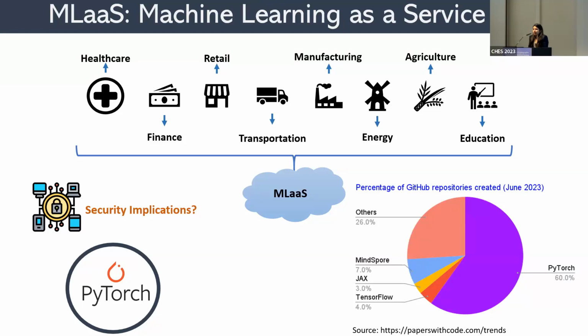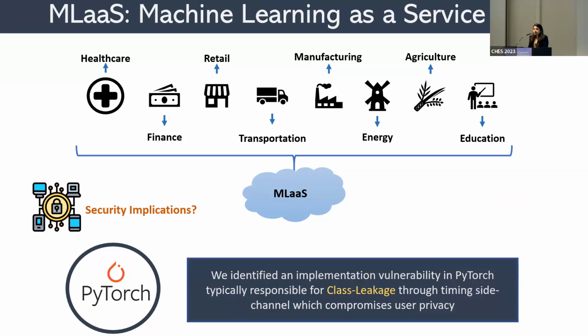This is a recent statistic from June 2023 that around 60% of repositories created on GitHub were using the PyTorch framework for implementing their ML models. In this work, we have identified an implementation vulnerability in PyTorch, and it's responsible for something called class leakage, which we'll be discussing further. This is basically caused by a timing side channel, which also compromises user privacy.